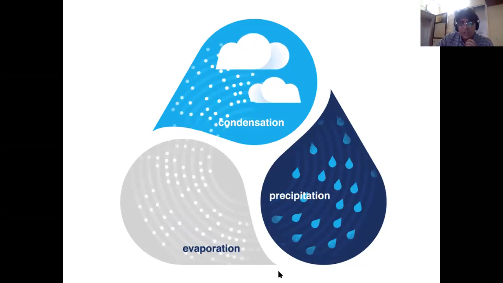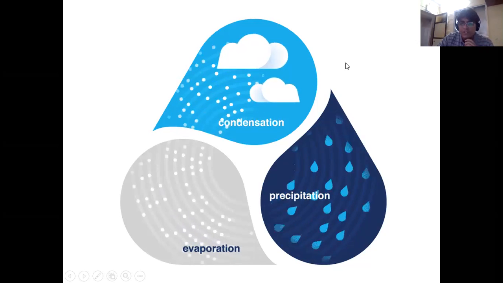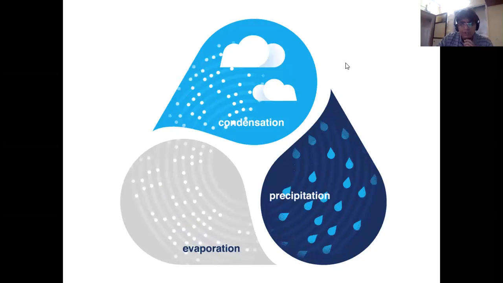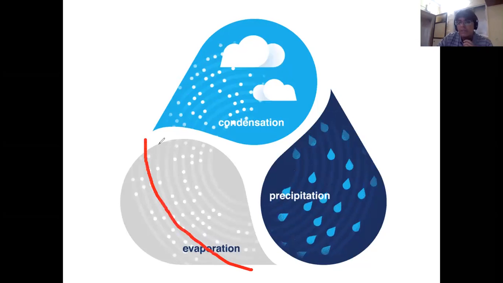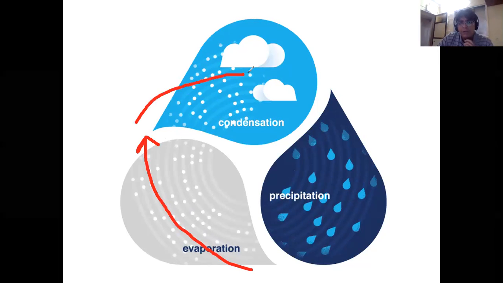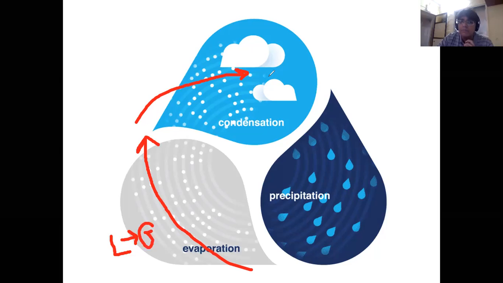So water evaporates from the ground because of sunlight. Then the water goes from here to here, evaporates, goes upward, and forms clouds. In the clouds, condensation is happening. Evaporation is the conversion of liquid into the gaseous state. Condensation is the reverse of evaporation, that is, conversion of the gaseous state into the liquid state.